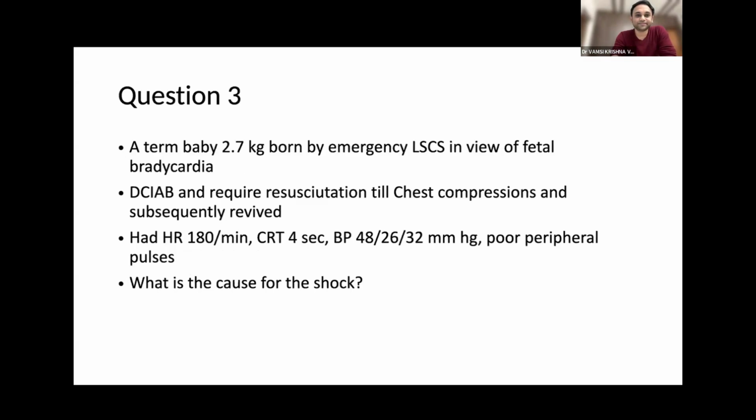So next, we have a 2.7 kg baby born by emergency CS in view of fetal bradycardia, and the baby didn't cry at birth. The baby received resuscitation up to chest compressions, and subsequently the baby was revived and admitted to the ICU. The baby had tachycardia, around 180, a delayed CRT of more than 4 seconds, and hypotension with poor peripheral pulses. What is the cause of the shock?